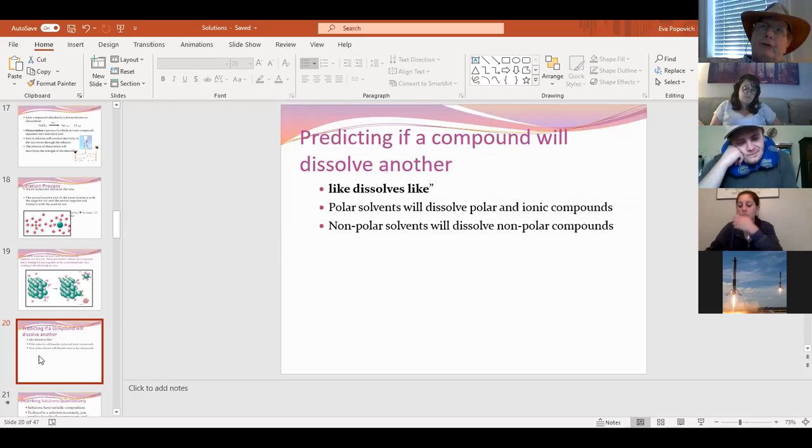On the other hand, water will dissolve vinegar. They're both polar molecules. Like dissolves like. Polar solvents dissolve polar compounds and ionic compounds. Non-polar solvents dissolve only non-polar compounds.